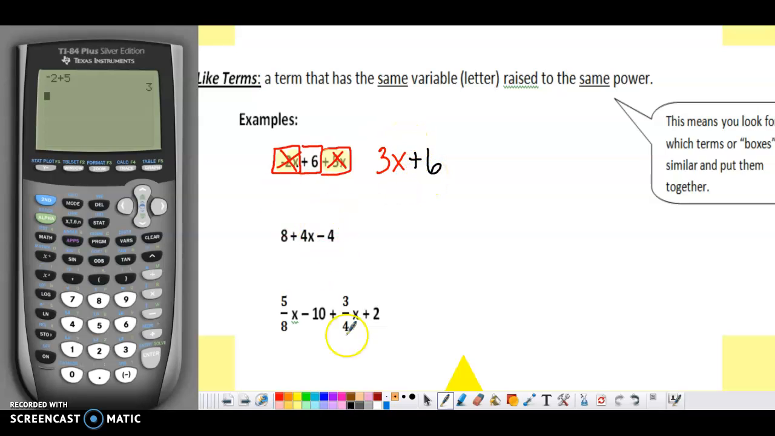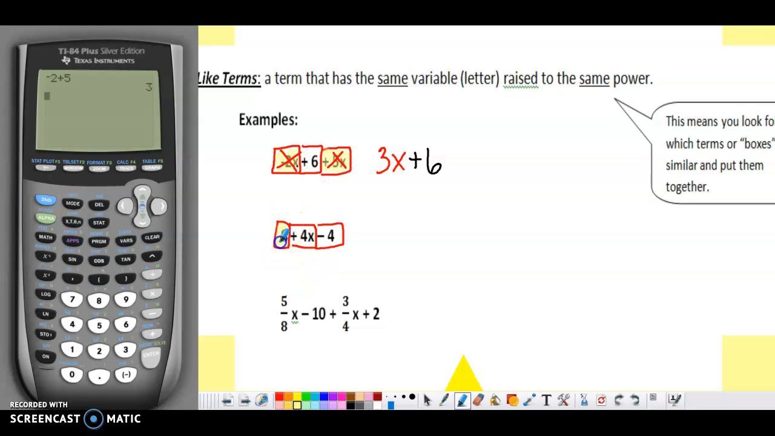All right, let's take a look at this next example. Again, I'm going to take a minute and box my terms. So I have a positive 8, a positive 4x, and a negative 4. Now looking at those boxes or terms, which ones do you see that are alike? Well, if I look at my x term here, it's got no one else to combine with.